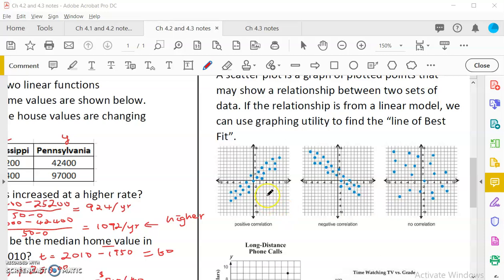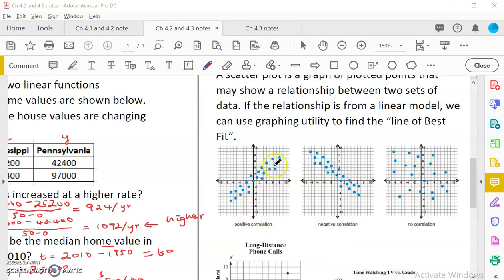So we would graph something called a scatter plot to look at what model makes sense. Can I actually use a linear model? A linear model would usually show up when the scatter plot points are all lined up close to a straight line. And so the first two are examples of a good linear model.